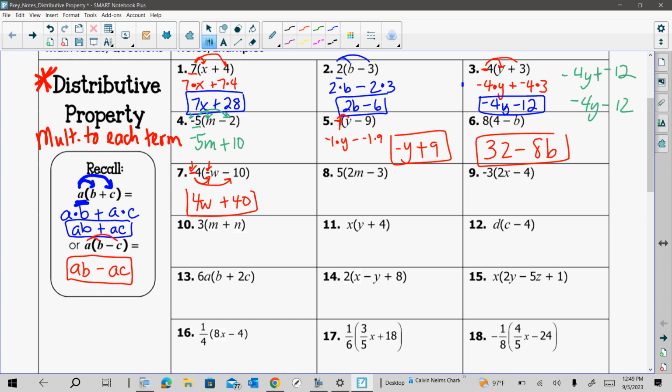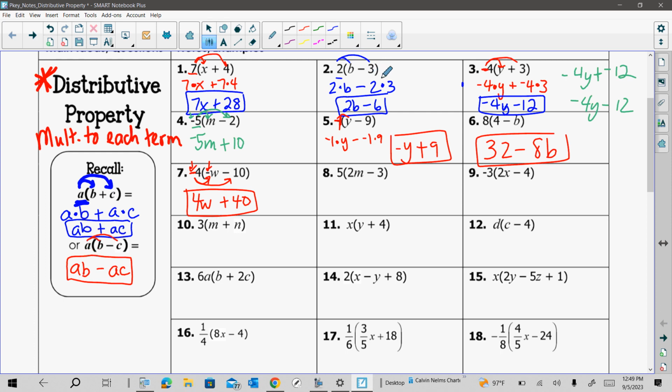All right, so 8. If you... yes. So if that was a plus, how come number 2 isn't 2 plus 6? Because it was a negative. I look at this 3 as a -3.